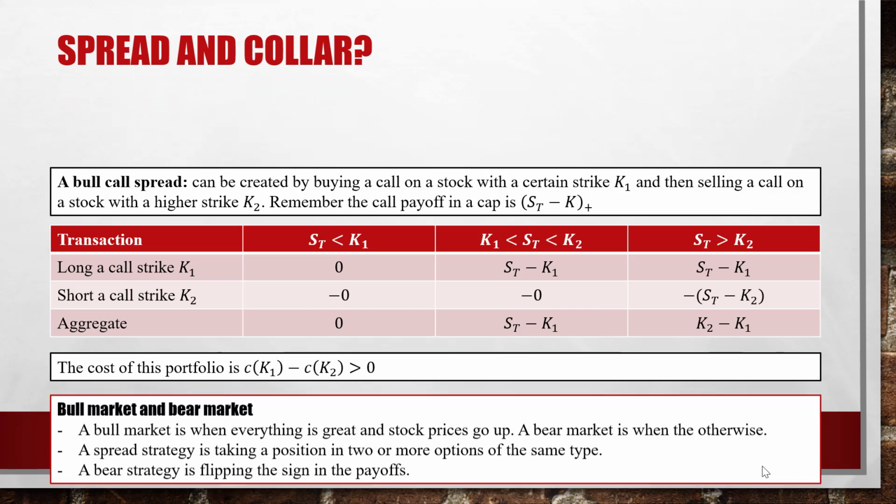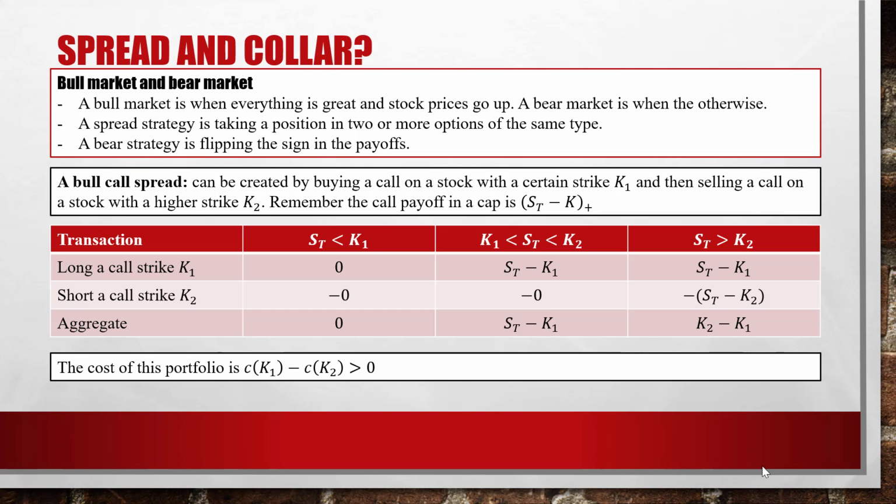Alright, next, spread and collar. First, let's get introduced to the bull market and the bear market. A bull market is when everything is great, the stock price goes up. A bear market is the opposite. A spread strategy is taking a position in two or more options of the same type. Maybe both of them are puts or both of them are calls. And a bear strategy is flipping the sides and the payoffs.